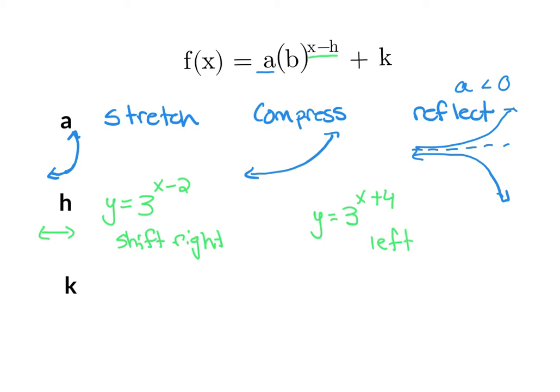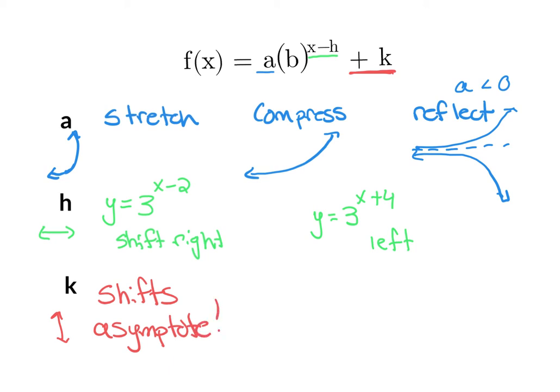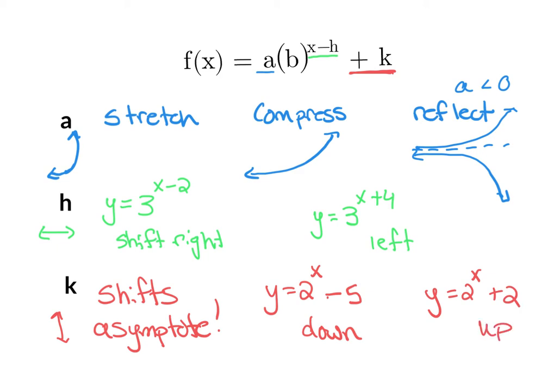And you can probably guess what happens when you add or subtract at the end. That is your vertical shift, shifting up or down. So it's going to shift your asymptote. I'm going to write that down. It shifts the asymptote. So, and this is not the opposite. This is if you had y equals 2 to the power of x, and then after the exponent a minus 5, that is going to shift down. And y equals 2 to the power of x, and then a plus 2 after, that will shift up.